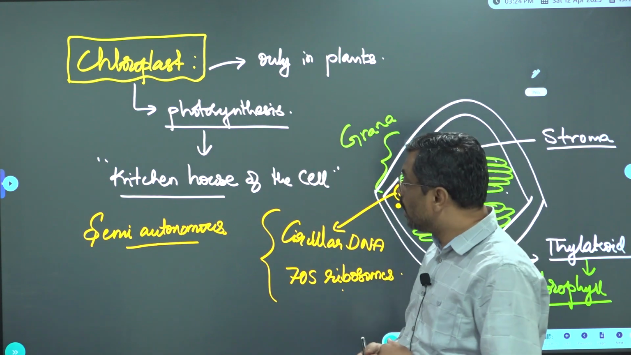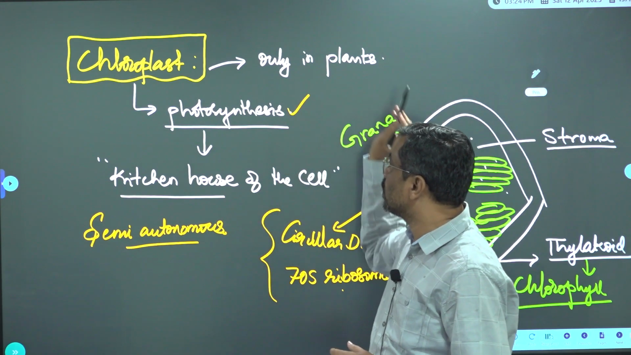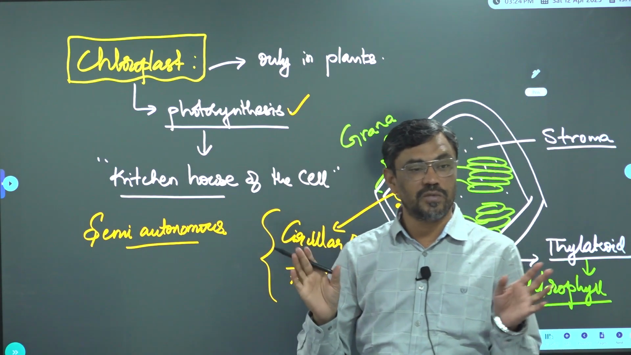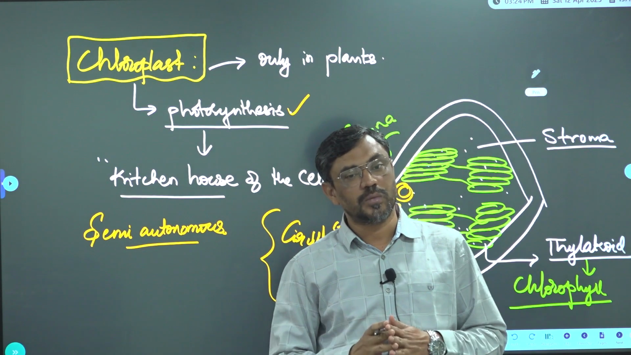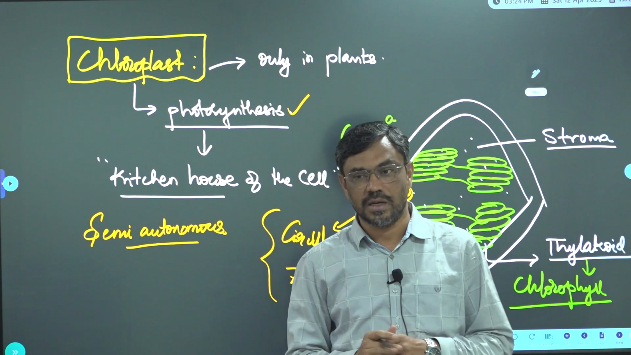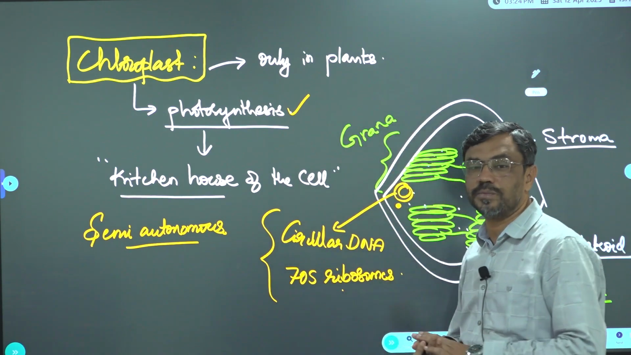Got it? And the main function of this chloroplast is photosynthesis. Photosynthesis means preparation of food material. That's why the chloroplast is called the kitchen house of the cell. These points you have to remember.